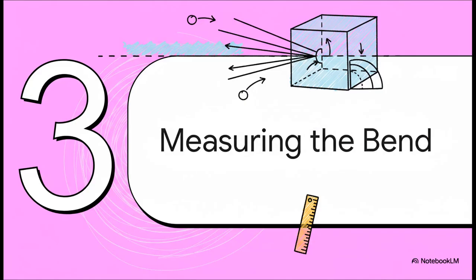Okay, so we know it bends, but is it random? Or can we actually predict how much it's going to bend? Well, you bet we can. This isn't chaos, it's physics. The amount of bending is controlled by a really precise law and a specific property of whatever material the light is passing through.